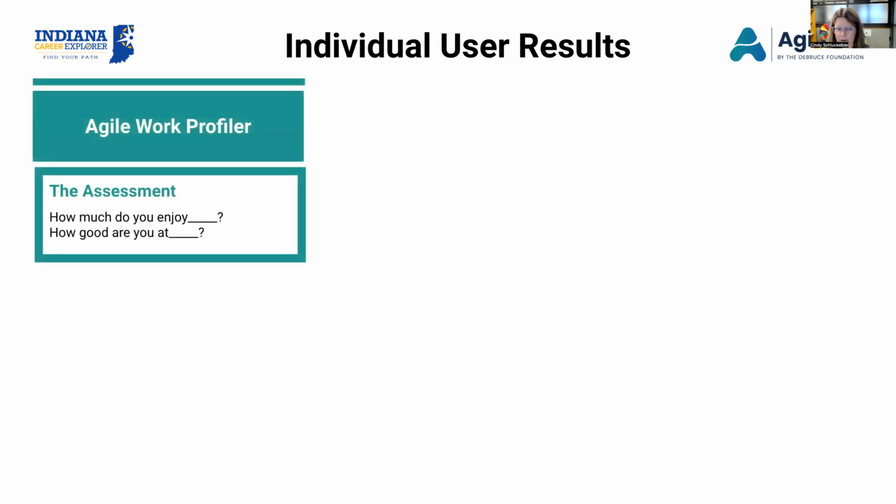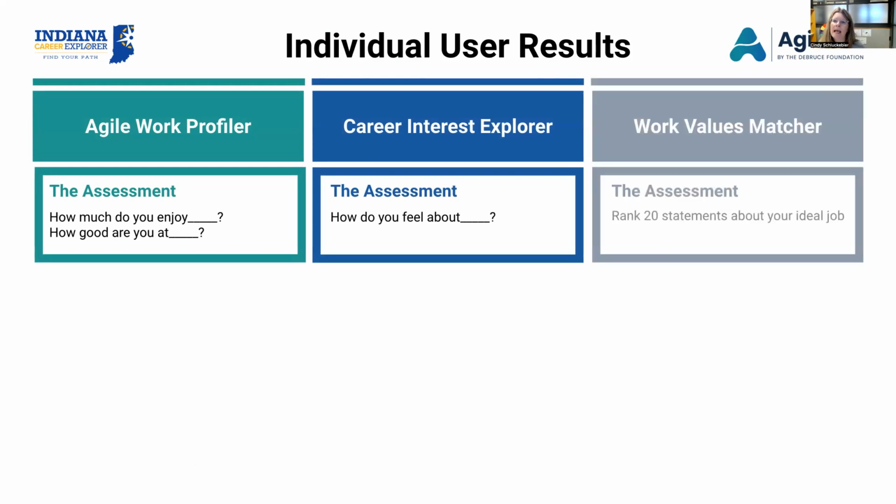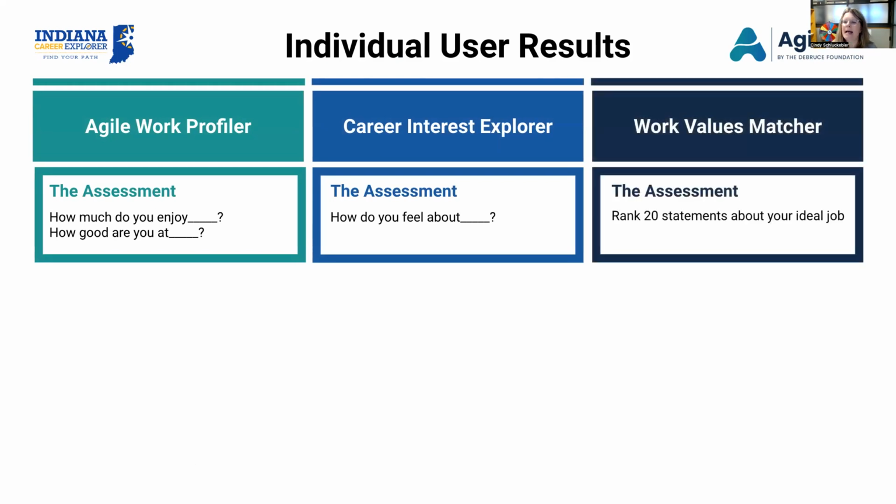So the Agile Work Profiler, this is what the assessment asks. How much do I enjoy blank, and how good am I at blank? So it says the same thing with both question stems. The Career Interest Explorer asks me, how do I feel about blank? And then the Work Values Matcher has about 20 statements about my ideal job. And then it's kind of like a drag and drop, and I put them into this grid, and I can move them around as I go and make changes about my work environment.